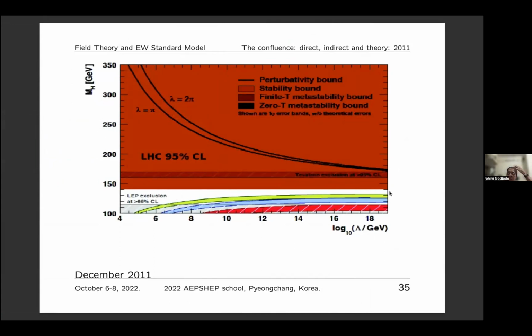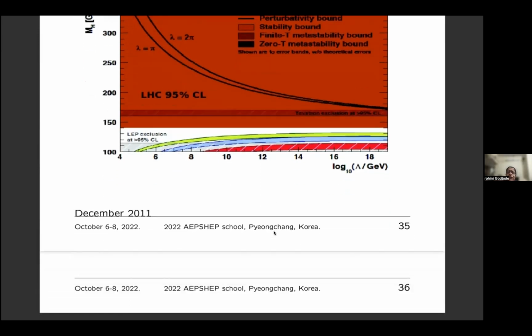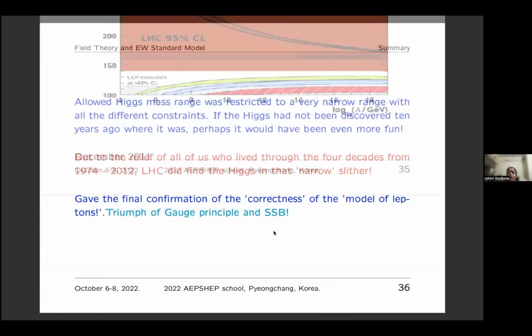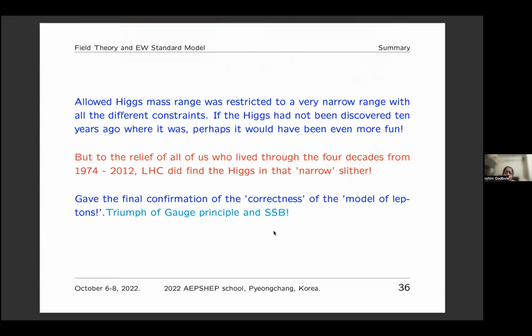And then you begin to see that by December 2011, even the theoretically allowed regions were beginning to have a very narrow sliver. So now we are squeezed from these two ends, and what I'm really trying to show you is that already in 2011, the allowed Higgs mass range was restricted to a very narrow range from all these different constraints. So the Higgs had not been discovered 10 years ago where it was. Perhaps it would have been more fun.